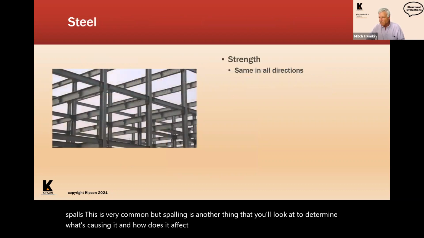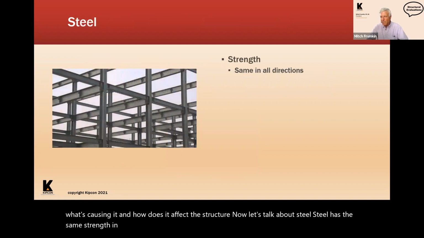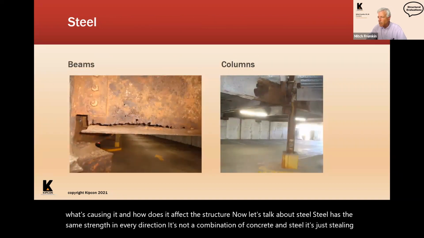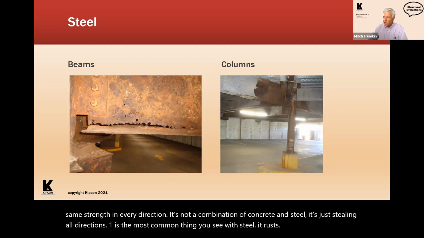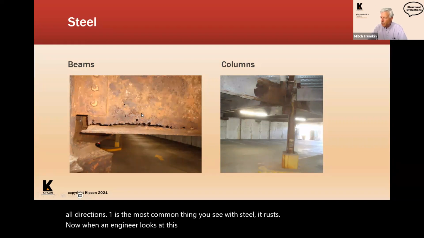Now let's talk about steel. Steel has the same strength in every direction. It's not a combination of concrete and steel. It's just steel in all directions. What is the most common thing you see with steel? It rusts.